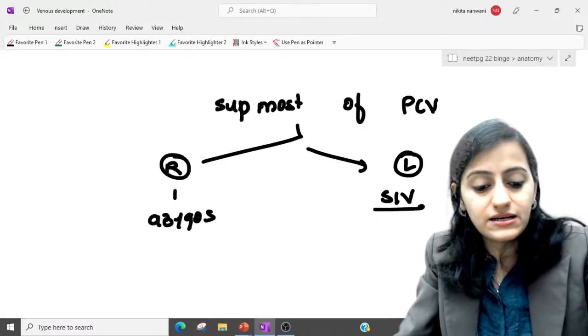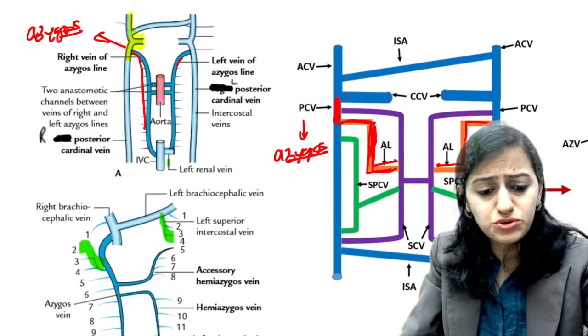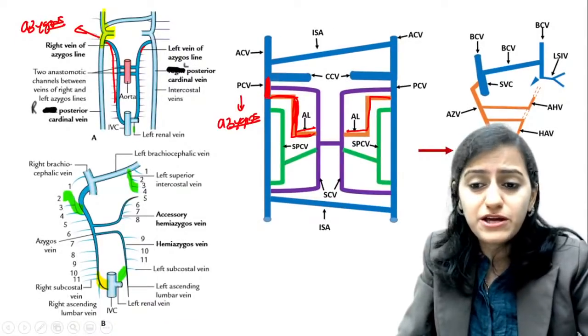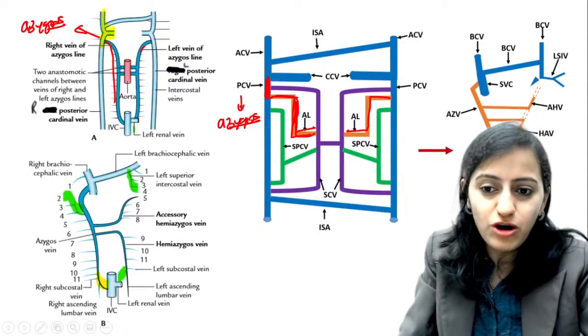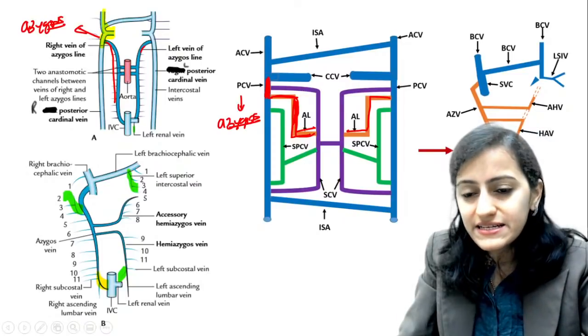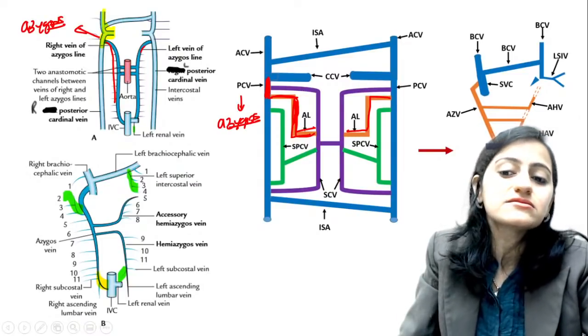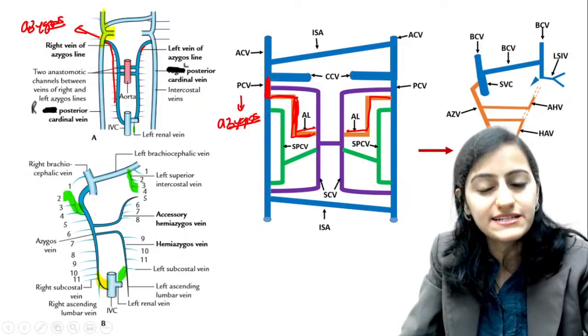Hemiazygous, accessory hemiazygous, where do they drain? Do they drain into the brachiocephalic? No. Look at this. The hemiazygous vein, from the left, it goes to the right, draining into the azygos. The accessory hemiazygous goes into the azygos. So basically that goes into the SVC finally. The azygos goes into the SVC.